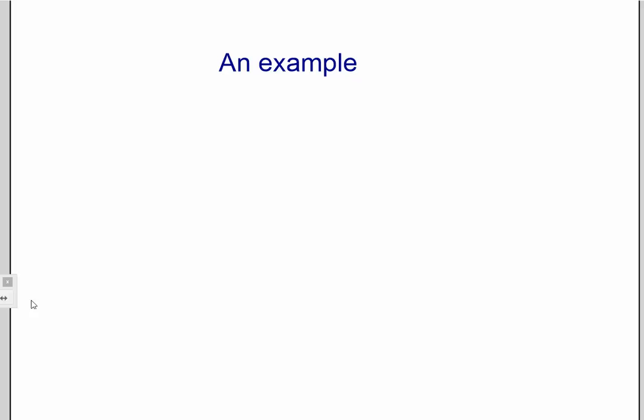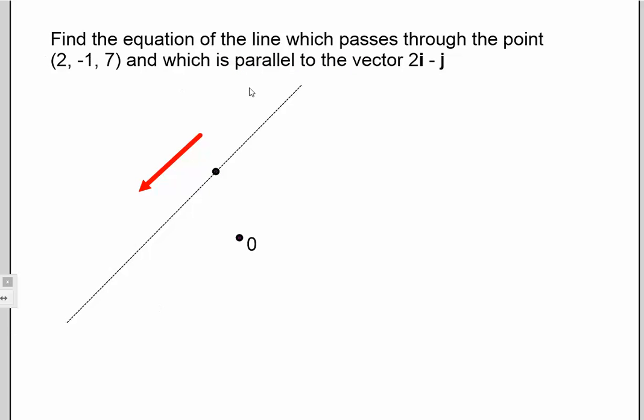Now let's have a look at an example. Find the equation of the line which passes through the point, say this point here, (2, -1, 7), and which is parallel to the vector 2i minus j, which could be represented by this red vector here.